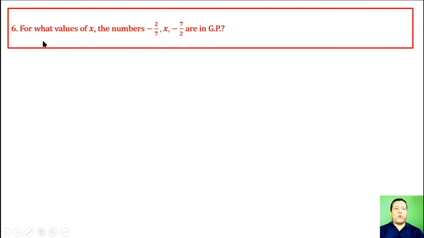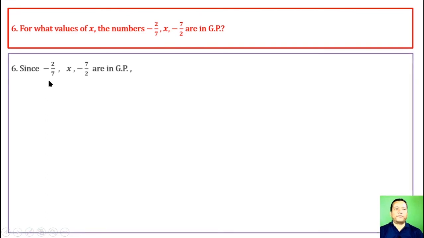Question number 6. For what values of x the numbers minus 2 by 7, x, minus 7 by 2 are in GP? Since minus 2 by 7, x, minus 7 by 2 are in GP, therefore second term divided by first term equals third term divided by second term, and cross multiplying, we get x square equal to 1. Solving, x equals plus or minus 1.